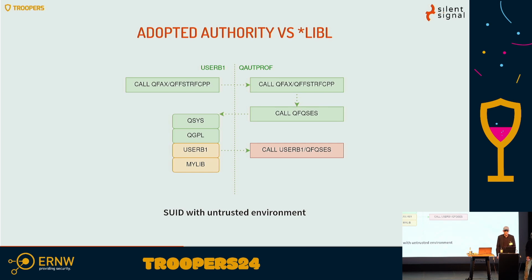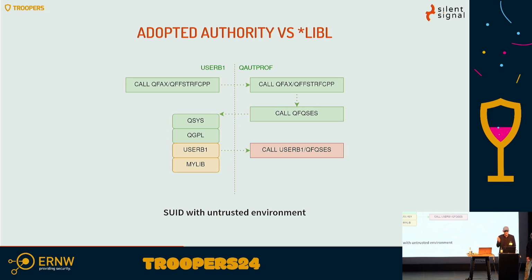This is the basic exploitation concept of unqualified library calls. The user B1 calls the vulnerable QFAX program object, which runs with the elevated privileges of the QOUTPROF user and makes unqualified calls to other program objects, in this case QFQSS. And if the user B1 can modify the library list and the vulnerable program does not set the library containing the original QFQSS, this could lead to arbitrary command execution with the QOUTPROF privileges.